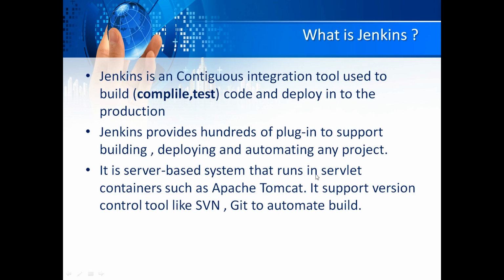Then the third key feature is that it is a server-based system and it runs on a servlet container, such as Apache Tomcat. It supports version control like SVN, Git and automatic build. As I mentioned earlier, it is a server and it runs in a container such as Apache Tomcat, which means it's a server-based system. We have one Jenkins server, and we configure that server with our version control tools like SVN, Git, and we automate our build. It is a very fast process, guys. Deployment using Jenkins is a very easy and fast process.